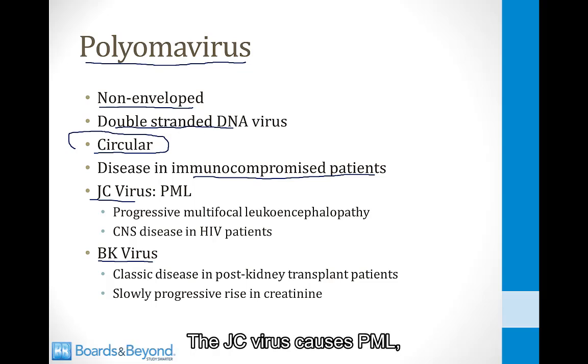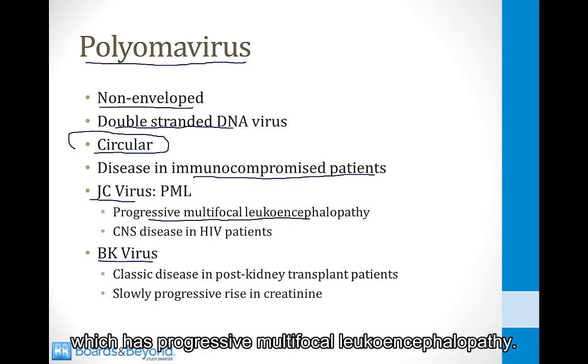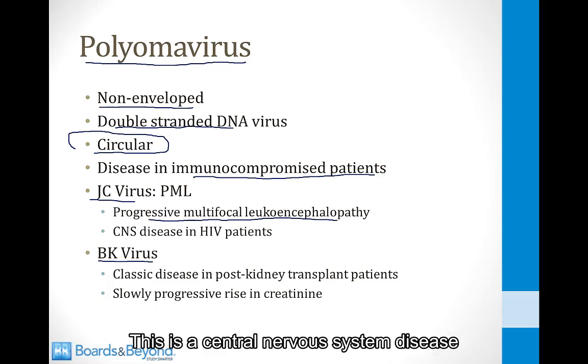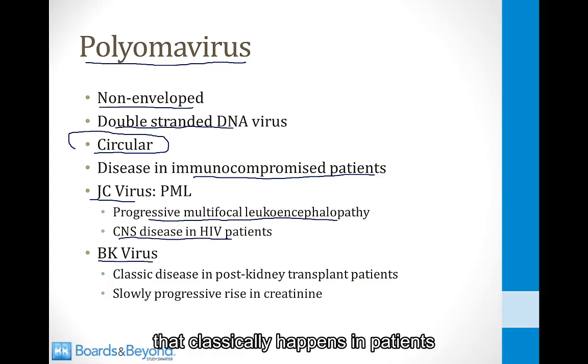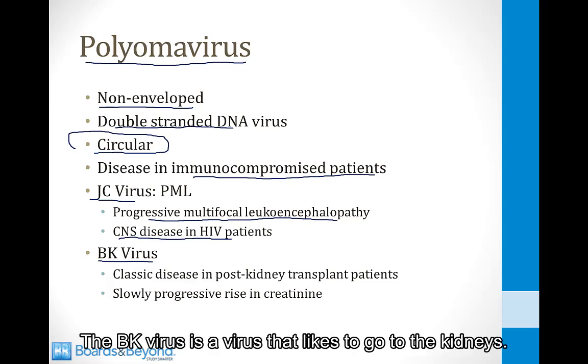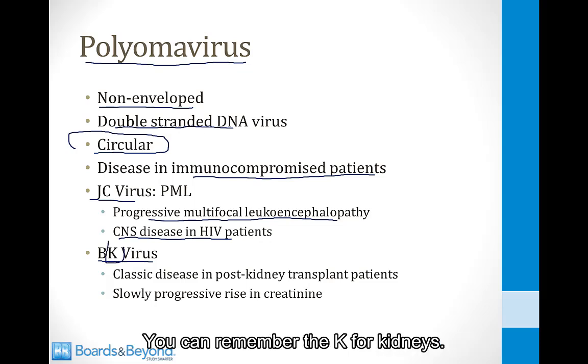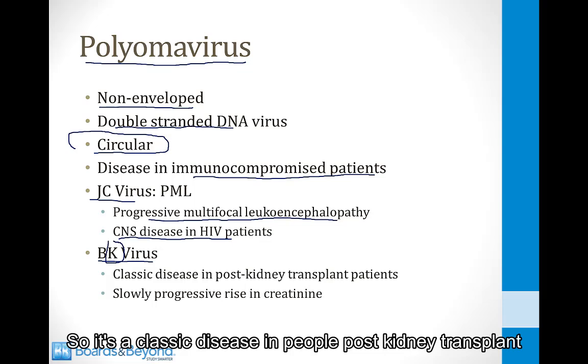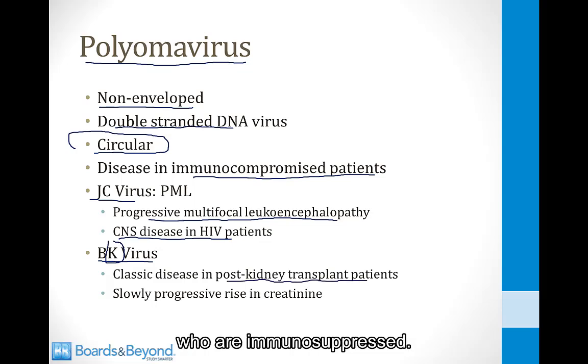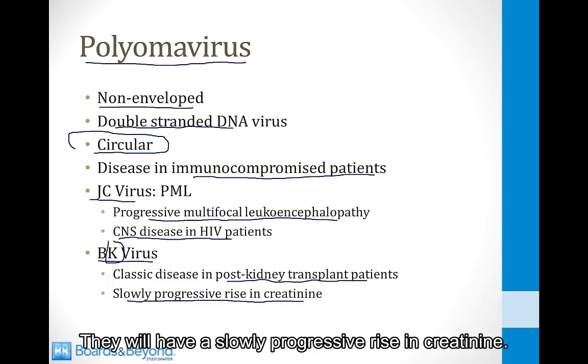The JC virus causes PML, which is progressive multifocal leukoencephalopathy. This is a central nervous system disease that classically happens in patients with the HIV virus and AIDS. The BK virus is a virus that likes to go to the kidneys. You can remember the K for kidneys. So it's a classic disease in people post-kidney transplant who are immunosuppressed. They will get a BK virus infection and they will have a slowly progressive rise in creatinine.